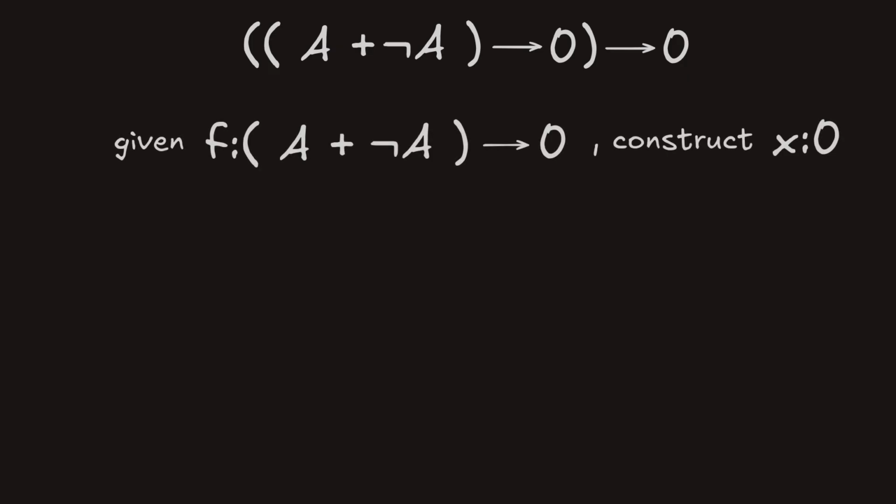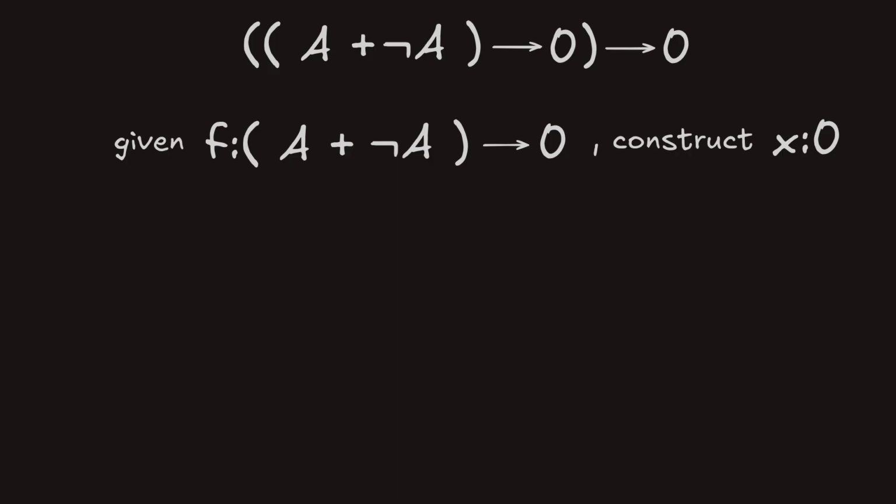Recall that we define a proposition to be not true when we can construct a function from the proposition to the empty type. Therefore, to construct a term of this type, we need to construct a function that takes in another function f that maps A plus not A to the empty type and returns a term of the empty type.